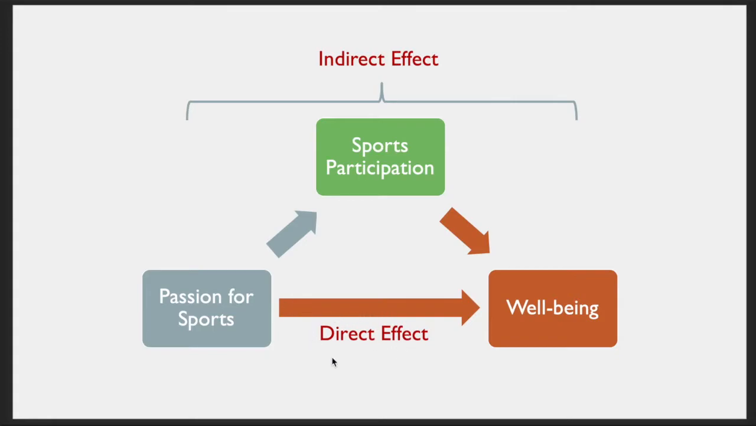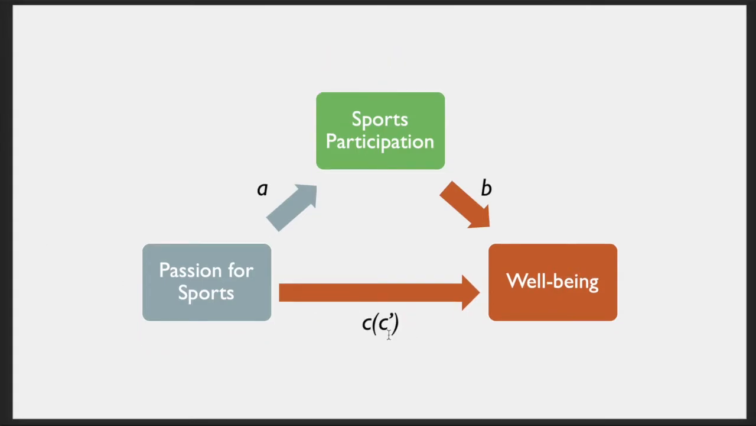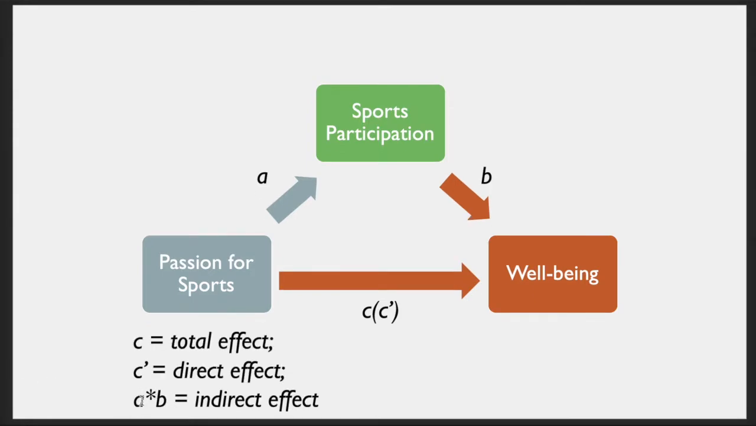And the direct effect, which is the effect of passion for sports on well-being beyond what is explained by sports participation, is this, and we read this as C prime. So that C with an apostrophe is C prime. Again, this is your indirect effect, your path A and path B. The indirect effect is thus called path AB, or A times B. Quite literally, when we talk about numerical values that represent this indirect effect, it is basically the product of A and B. When you multiply those, you get the indirect effect.